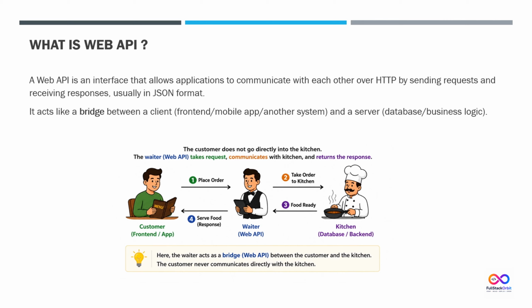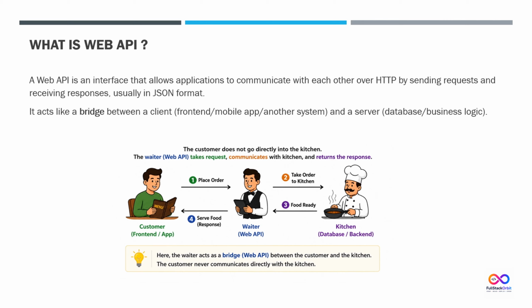For example, a mobile app, Angular application, React application, or any other system can send a request to the Web API. Then the Web API processes that request, communicates with the database or the business logic, and finally returns the response to the client. Now let's understand this with a very simple restaurant example as shown in the diagram.